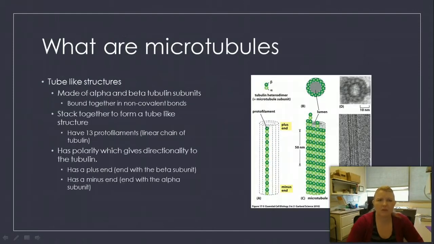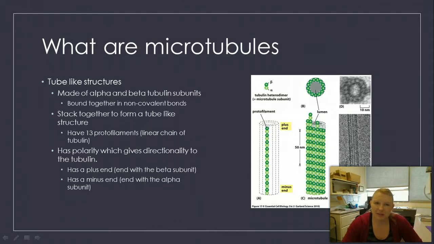So microtubules, as you can tell by the name, have a tubular shape, which is different than intermediate filaments that we saw back in topic number 1, which were more rope-like. This structure is composed of 13 protofilaments. They're linear chains composed of alpha and beta subunits, these heterodimers that make up the protofilaments. When all 13 come together, they form this tube-like structure when they stack together. These are all bound in non-covalent bonds, but they have this attraction to help keep this a strong shape within the cell.